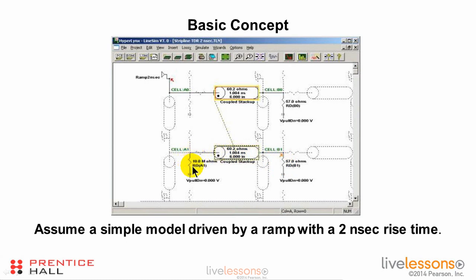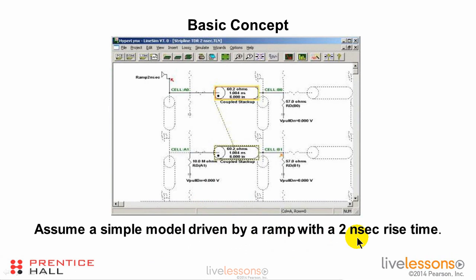Now what I have here is a 10 megohm resistor. That's here so I can hang an oscilloscope probe here and see what is going on in the simulation. But what that is simulating is an open circuit at this end. I'm going to provide a simple model here, and this is going to drive this trace with a ramp. The ramp has a 2 nanosecond rise time. It's going to be a sharp turn on and then a sharp turn off, and it's going to look just like a very sharp ramp with a 2 nanosecond rise time.